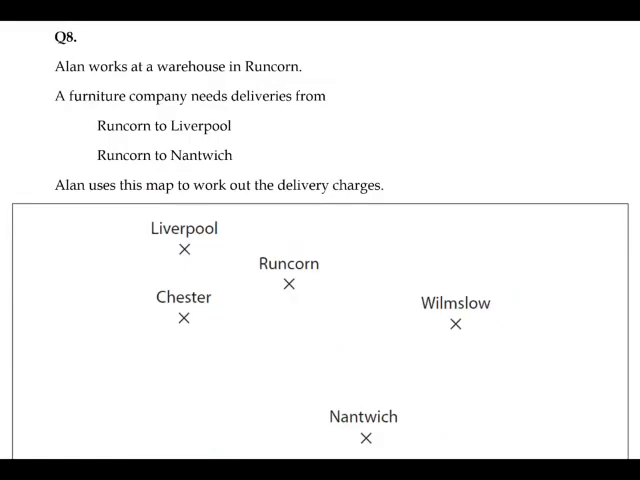Question 8. Alan works at a warehouse in Runcorn. A furniture company needs to deliver from Runcorn to Liverpool. So we're going from Runcorn to Liverpool, and then from Runcorn to Nantwich. Alan uses this map to work out the delivery charges.